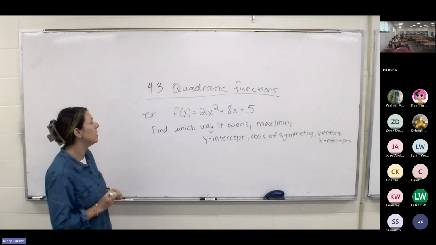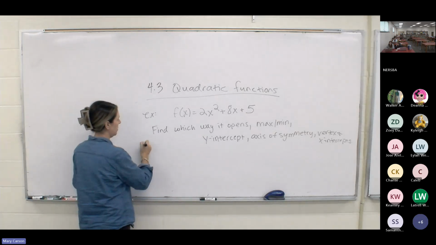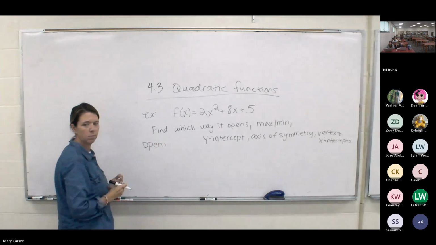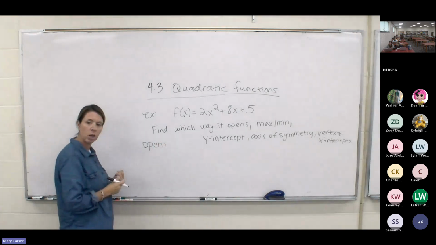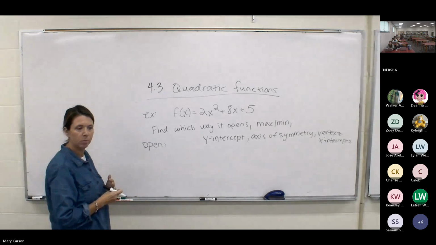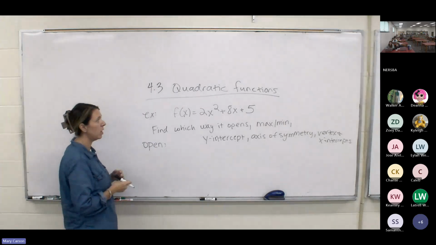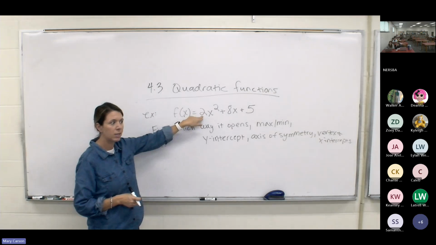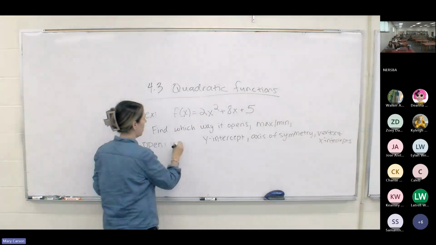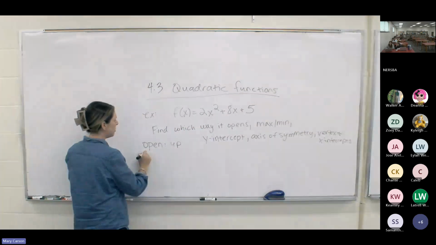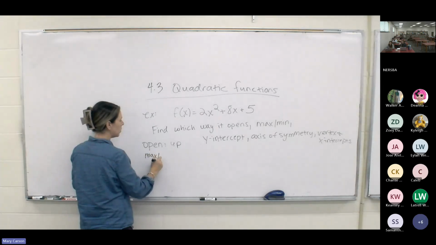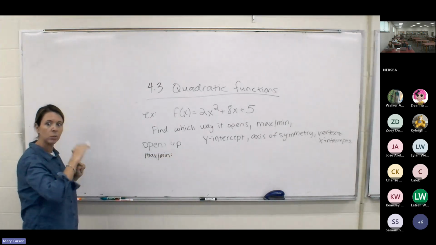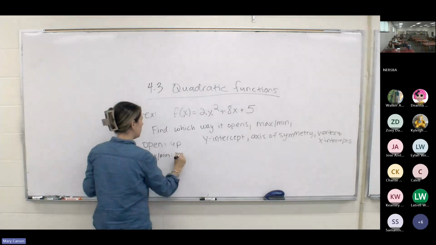All right, which way does it open? Can anybody tell me which way it opens? Up. How do we know it's up? We know it's up because this is our A value, 2 is our A value, it's positive, so it's going to open up. Okay, which means, is it a max or min? If it opens up, it's going to be a minimum. Good, so I'm going to put a min.